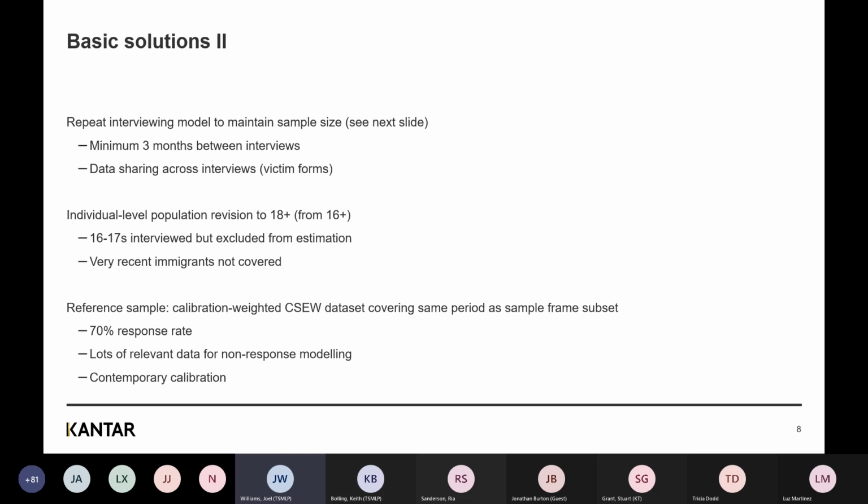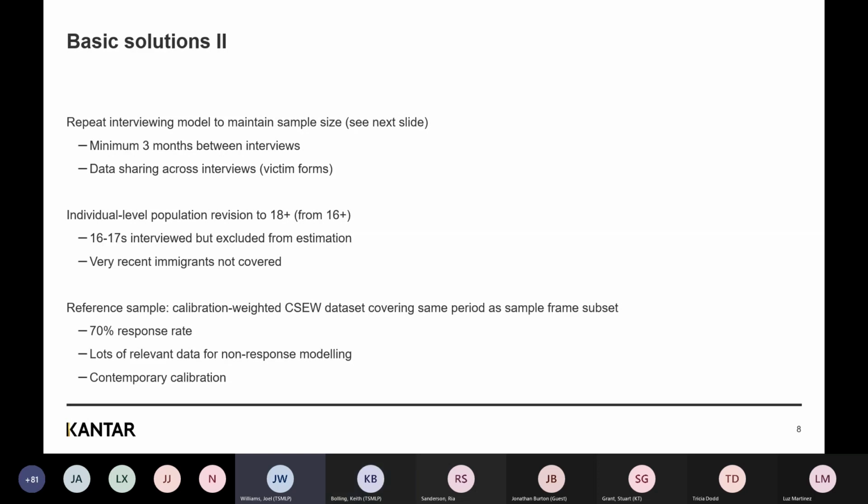We also shifted the population definition for the individual level. Crime survey estimates are produced both at the individual level and the household level, but we shifted the individual level from 16 plus to 18 plus to deal with the fact that there weren't too many 16 and 17-year-olds in the pool. They continue to be in there and were interviewed but excluded from estimation. At some point they will turn 18 and then their data becomes useful. But we needed to move that out because we didn't have another source to bring in. Otherwise, we'd be very much undercovering those.